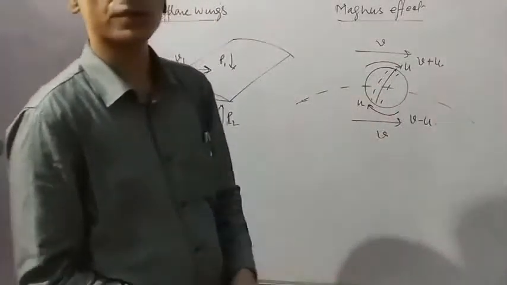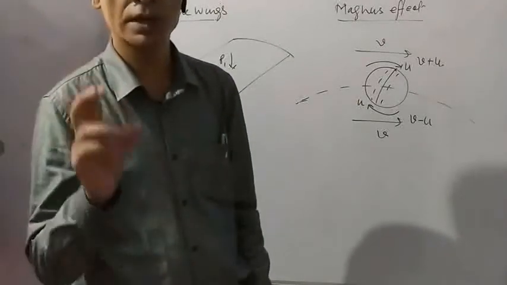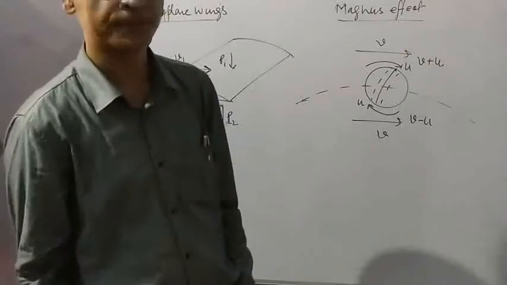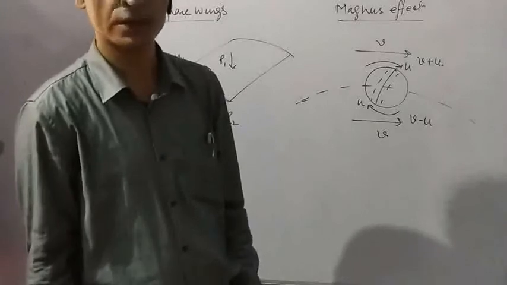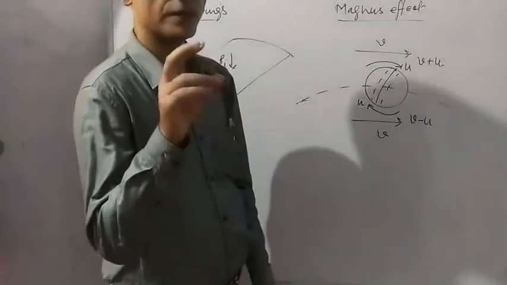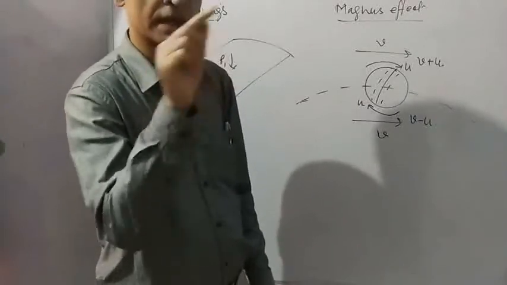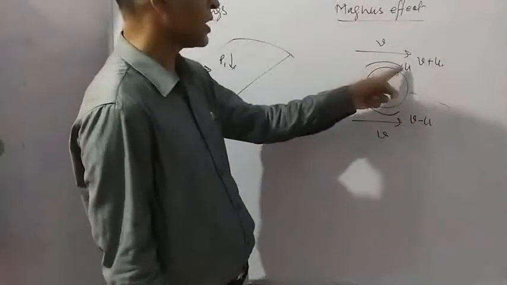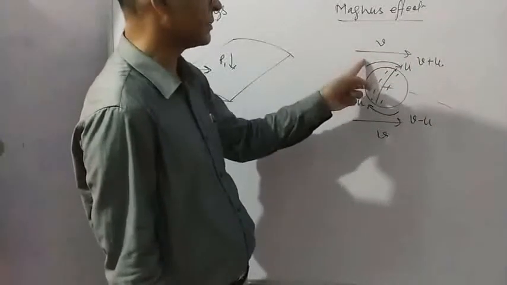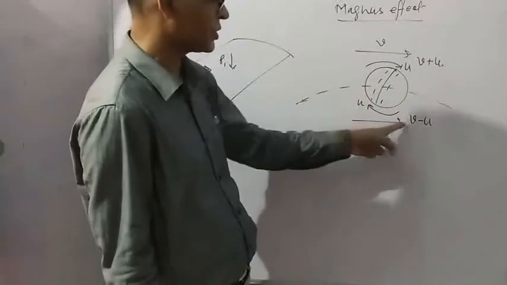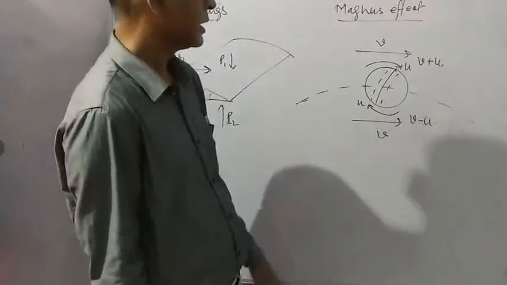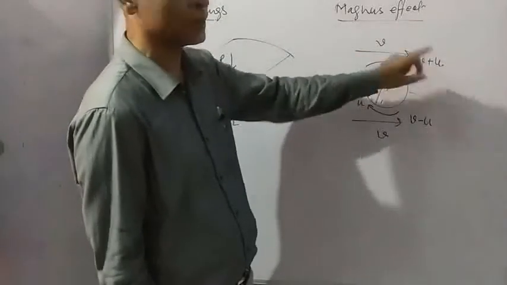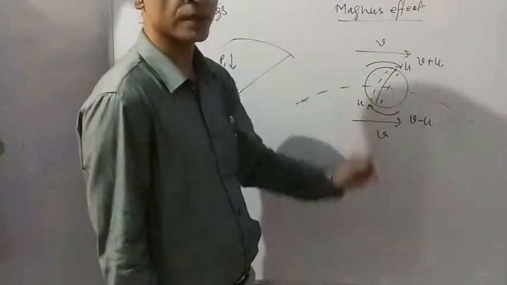You might know about the swinging of balls. Good bowlers, good cricketers throw their balls such that the ball swings in air. It is also based on Bernoulli's theorem. When the ball is thrown such that it is spinning in air, then on one side the direction of spinning and direction of motion are the same, and on the other side they are opposite. The resultant velocity on one side will be the sum of the two velocities, v plus u, and on the other side it will be the difference, v minus u.